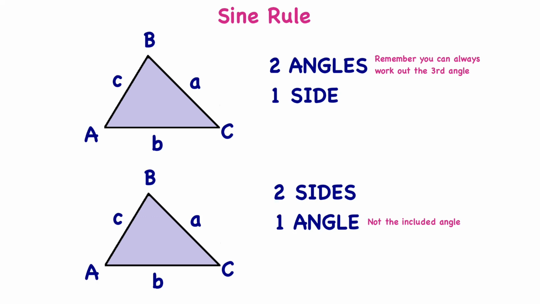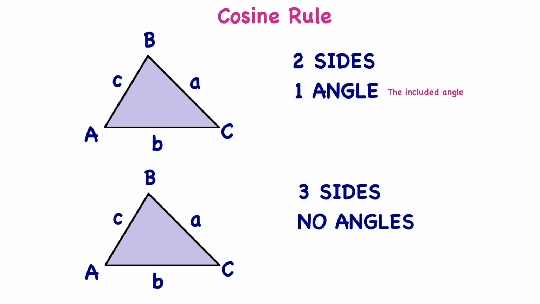So you can remember the conditions for the sine rule and for the cosine rule, or most people just try and use the sine rule first, and if they can't, they then go to the cosine rule.